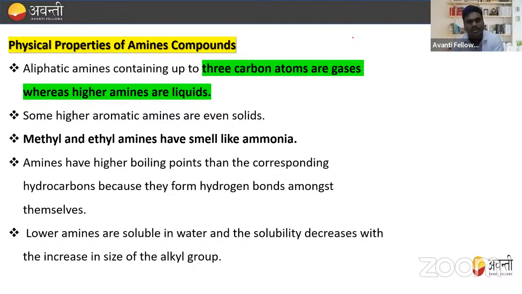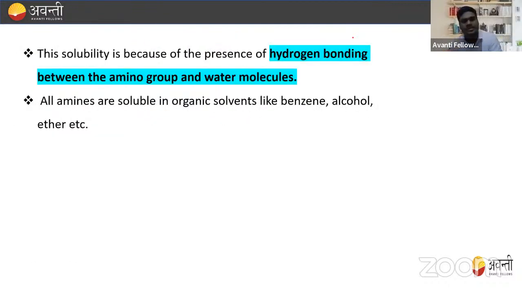Amines have a higher boiling point than the corresponding hydrocarbon because of the hydrogen bonding amongst themselves. Lower amines are soluble in water and the solubility decreases with the increase in the size of the alkyl group. This solubility is because of the presence of hydrogen bonding between the amino group and the water molecule. All amines are soluble in organic solvents like benzene, alcohol, ether, etc.